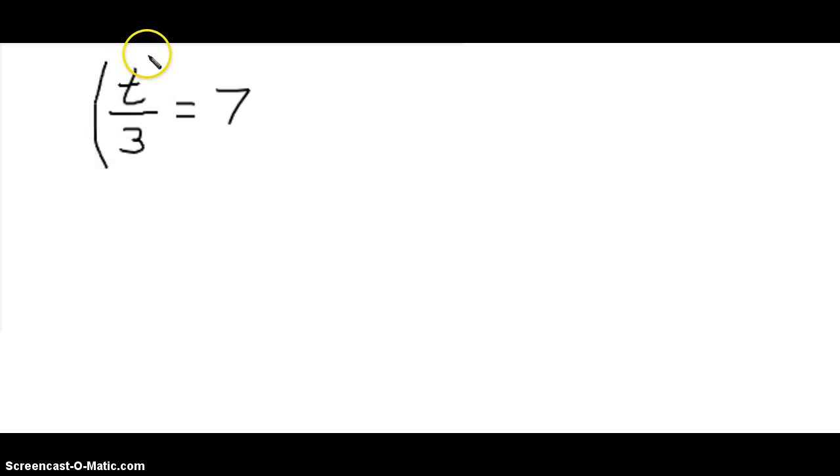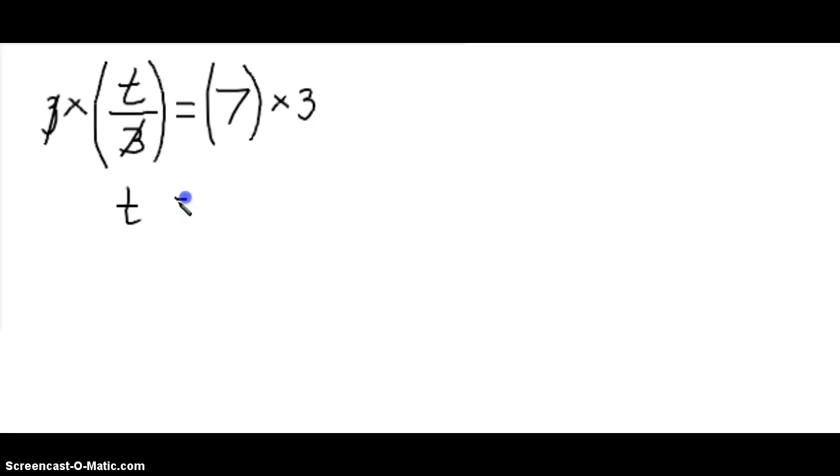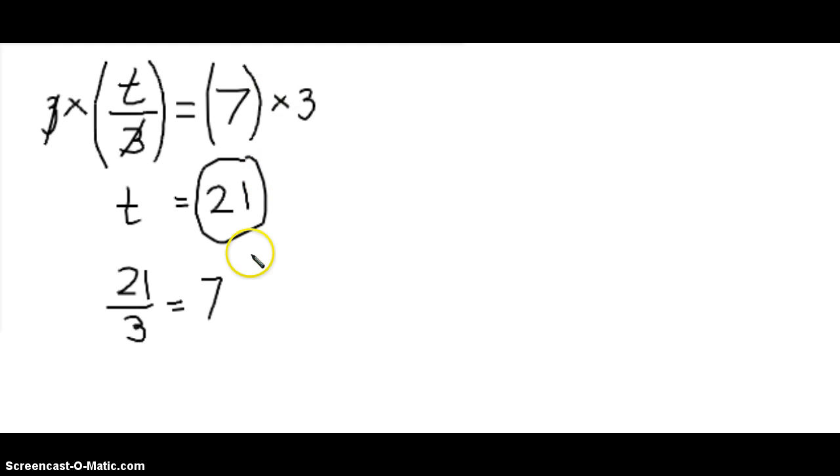So in order to isolate this t, I'm going to take both sides and multiply them by 3. So if I take t over 3 times 3, my 3's cancel out, and I'm left with t. If I take 7 times 3, I get 21. We check that in our equation, and we see that 21 over 3 does in fact equal 7. So my answer for t is 21.